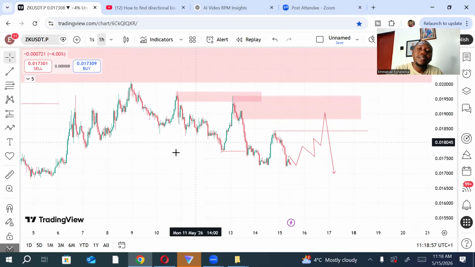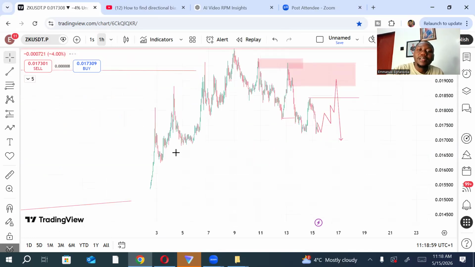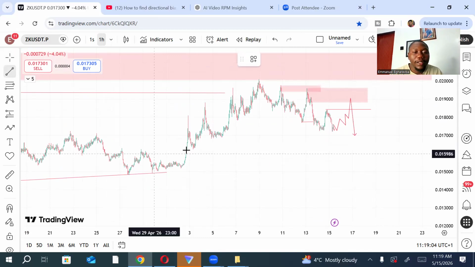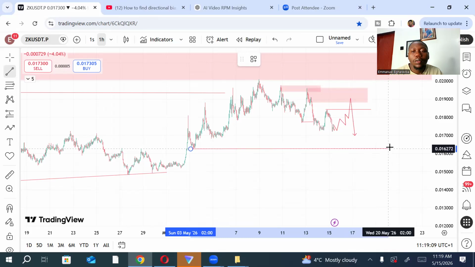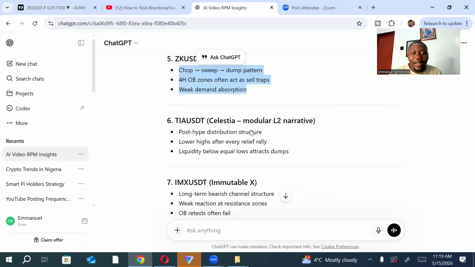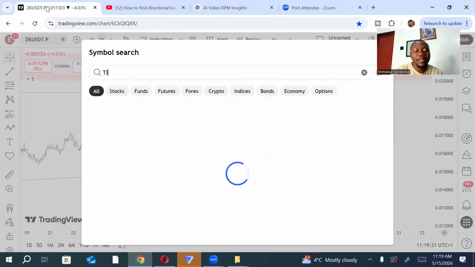Can you see this? Amazing. You can target this low first. You can target this low. So I'll take profit. So what's the next coin? TIA. It says post-hype distribution structure, lower highs after every relief rally. Liquidity below equal lows attract dump. Let's see what TIA is saying.